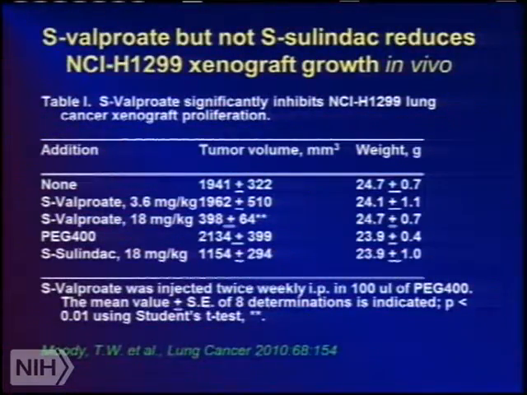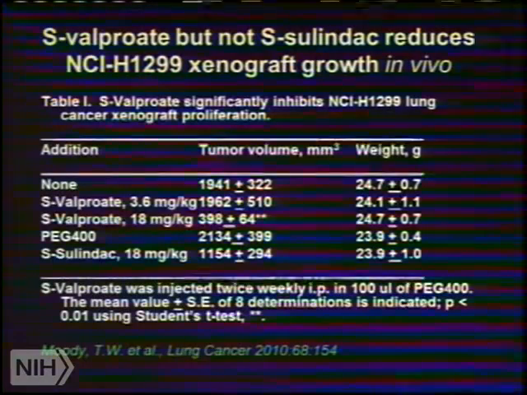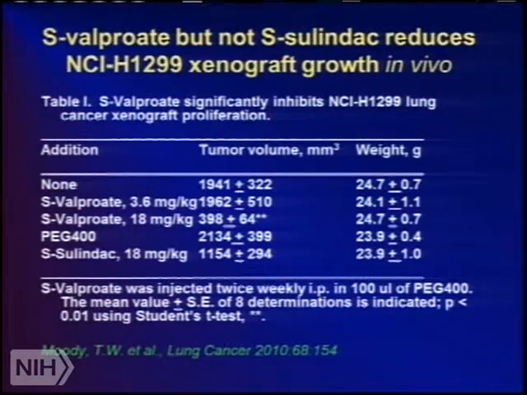And here we see that the S-valproate at a dose of 18 mg per kilogram reduced the tumor size about 6-fold. And the S-sulindac wasn't nearly as effective. And these drugs didn't really affect the animal weights, so they weren't causing dramatic stomach ulcers. We were amazed when we sacrificed the animals and looked, and all the organs just looked normal. Everything seemed fine. It's just the tumors were a lot smaller in the animals.